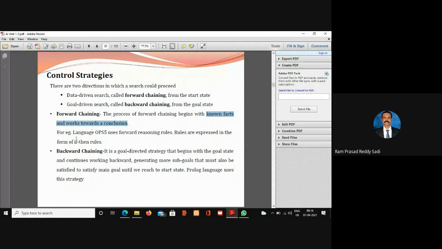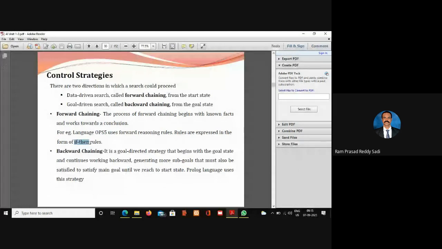As I already said, the rules are expressed in the form of if-then statements. So a simple way to remember forward chaining: you start with the initial state, that is the initial known facts, and move towards obtaining the solution. Whereas backward chaining is a reverse process. You start with the goal and then try obtaining the facts, that is the initial state.